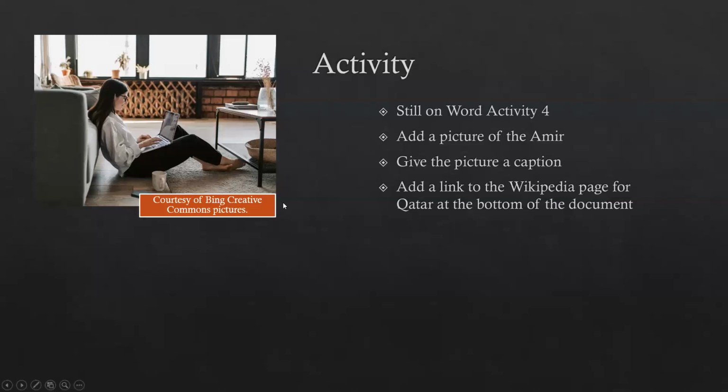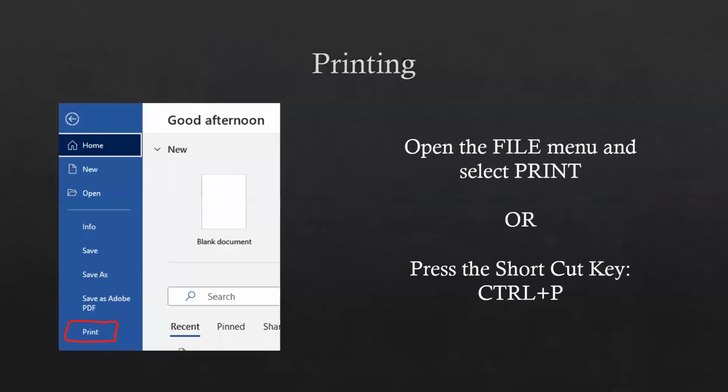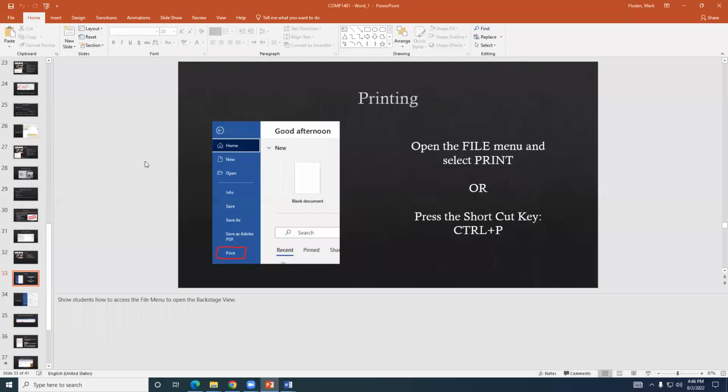So yeah, on activity 4, you've got a bit of work to do: adding pictures of the Emir, getting it all formatted right, doing your alignment. There's a header and a footer that you've got to put in. It's a little bit of work, okay? Where are the instructions for it? The instructions are on D2L.